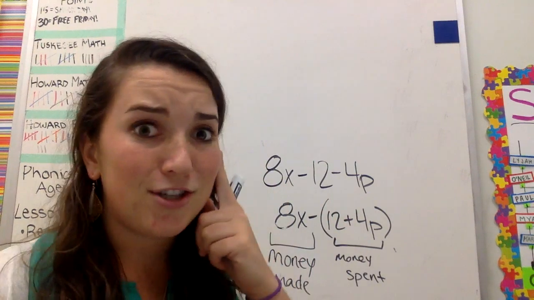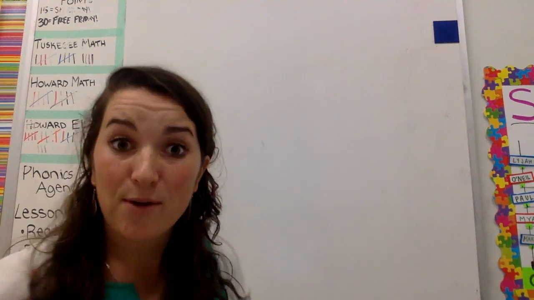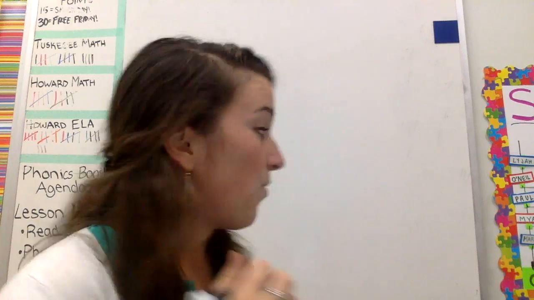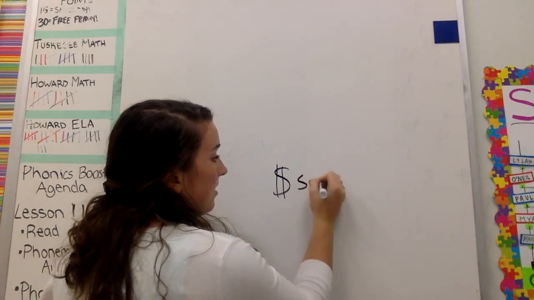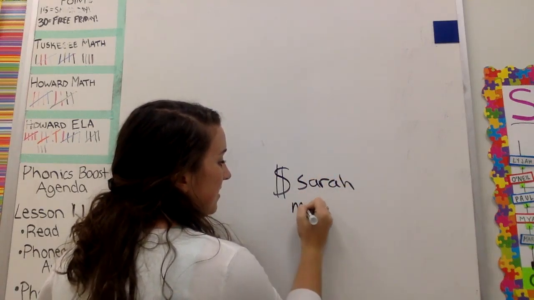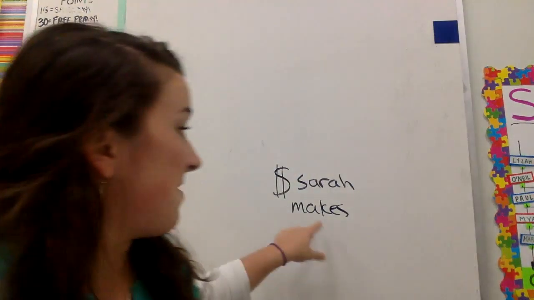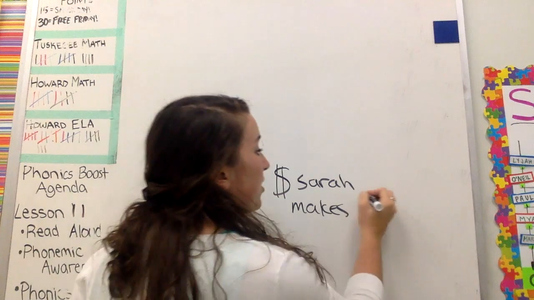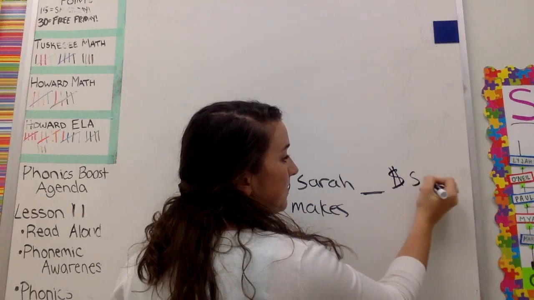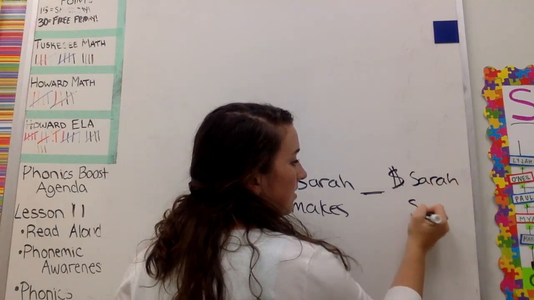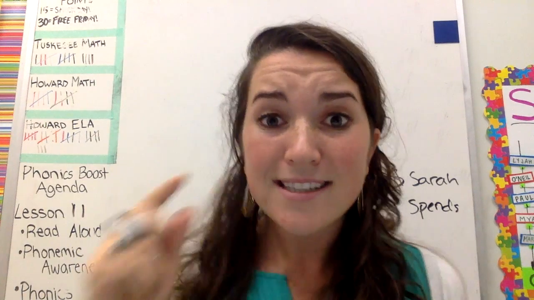So, I want you guys to do this one on your own, but think about this in the same way that we thought about the last one. First, we want to know how much money Sarah makes. So, money Sarah makes. And we know that she's babysitting. So this is the amount of money she makes babysitting. And then we're going to subtract the amount of money Sarah spends. So with that in mind, set up the equation.